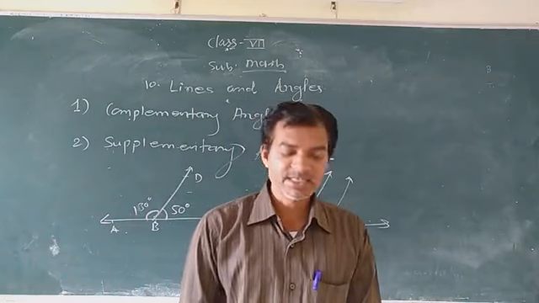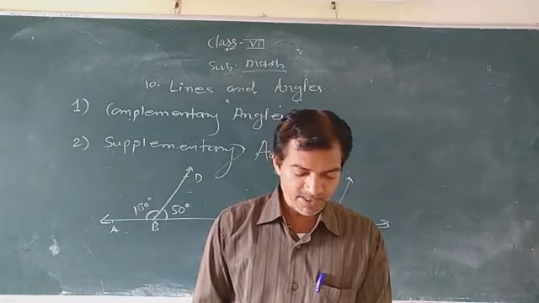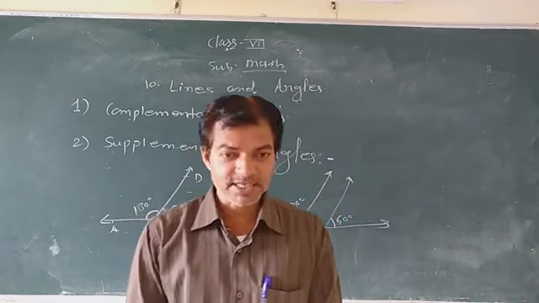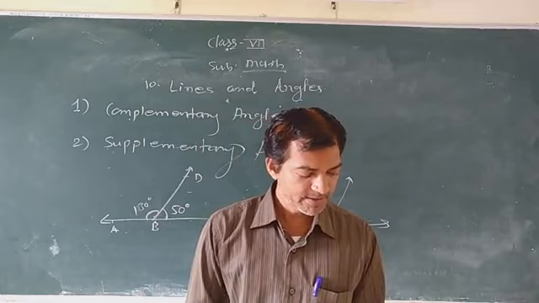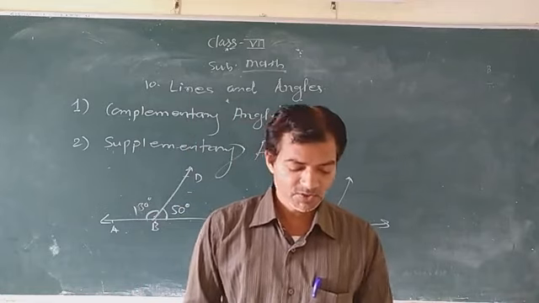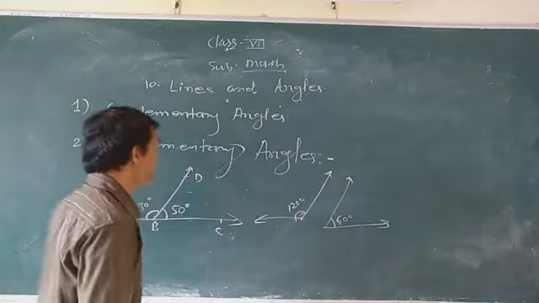Now the next point, that is adjacent angles, then linear pair, then angles on a straight line, then vertically opposite angles, and angles at a point. So see here, the next point is what? Adjacent angles. What is adjacent angles?